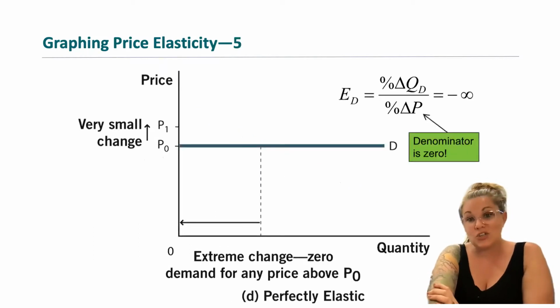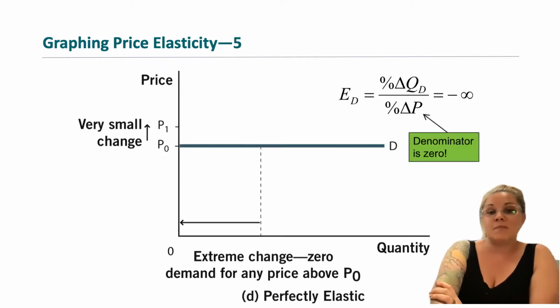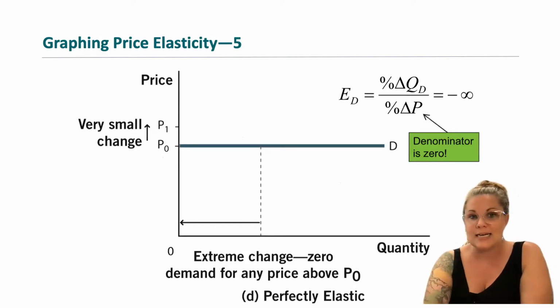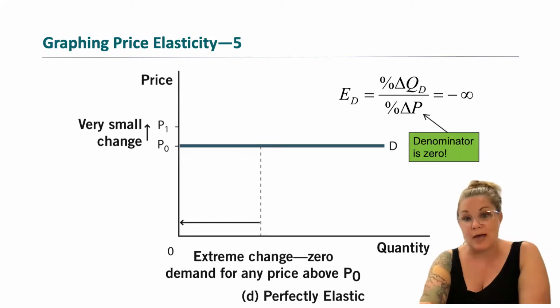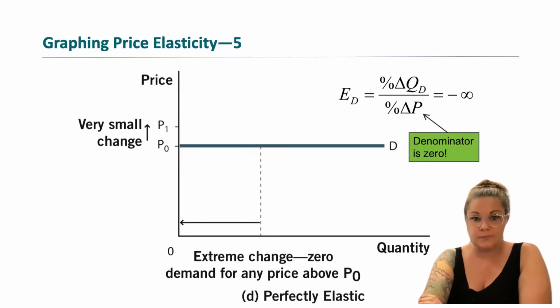There is another extreme here, and this is the case where demand is perfectly elastic. And this is a situation where very, very tiny changes in price actually will shift demand by huge amounts. This is an example of perfectly elastic demand where the demand curve is horizontal.